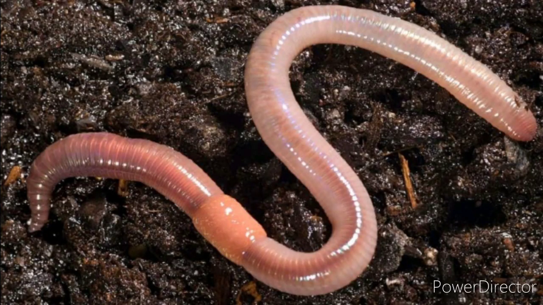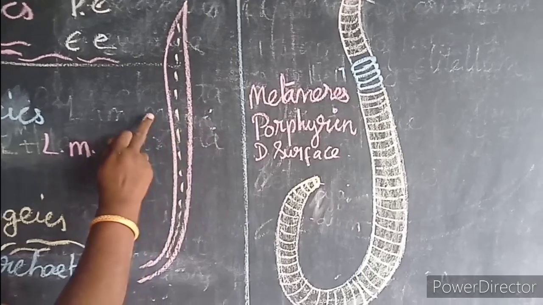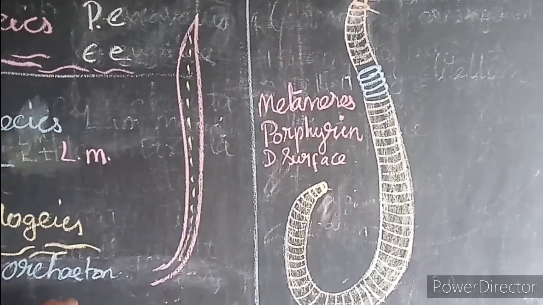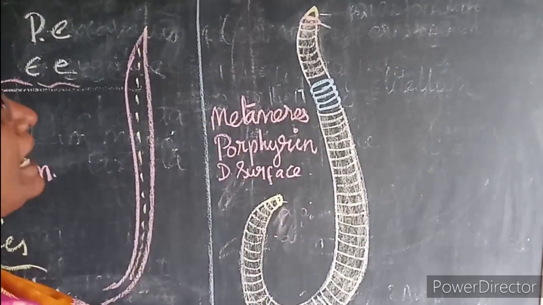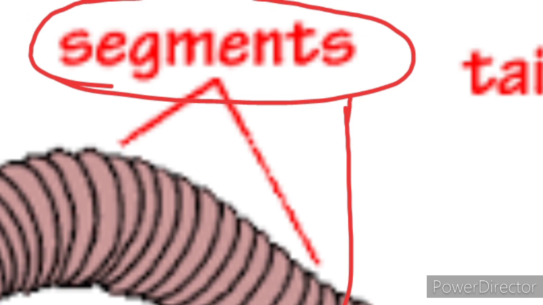Then next we are going to learn about the structure of the earthworm. Everyone knows it. Earthworm is long, cylindrical and bilaterally symmetrical. What is bilateral symmetry? If you cut the organism through the central axis and get two equal parts, then it is known as bilateral symmetry. Then here it has metameres. Metameres means segmentation. The body is divided into many segments. Each segment is known as a metamere. It's a 3-mark question.